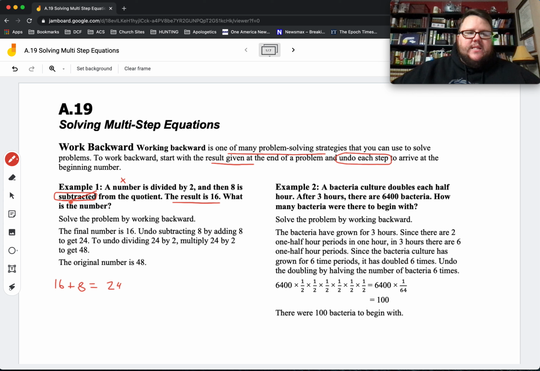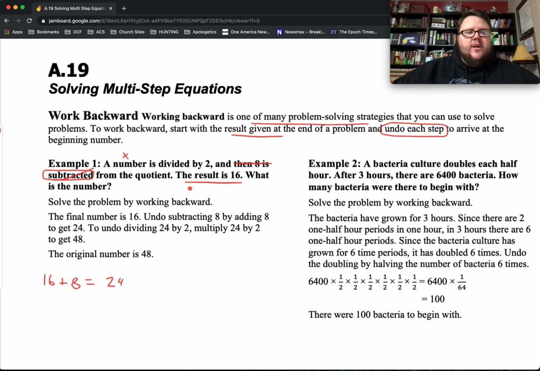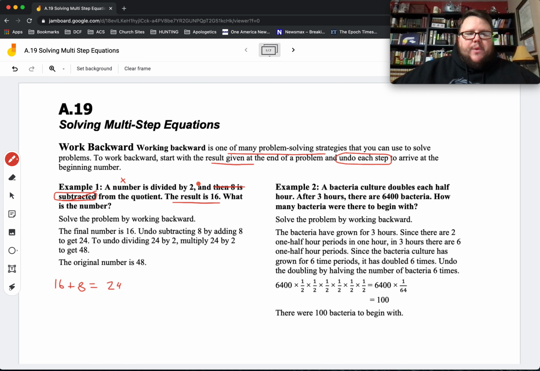So that step is taken care of. 8 was subtracted, so now we added 8. A number is divided by 2, so what's the opposite of divided by 2? It would be multiply by 2. So now we're going to say 24 times 2. And that gives us 48. And that's our final answer because there's nothing else going on.